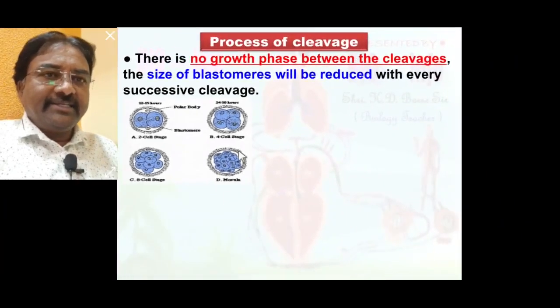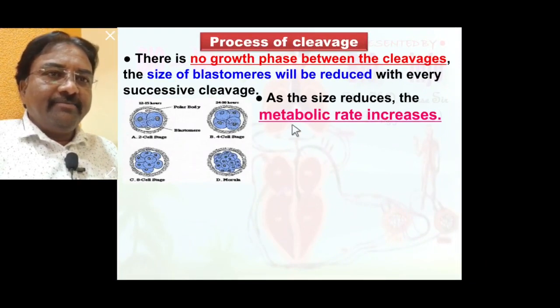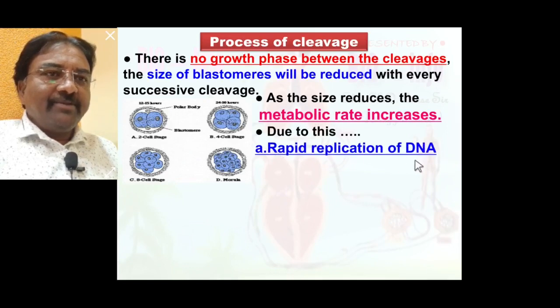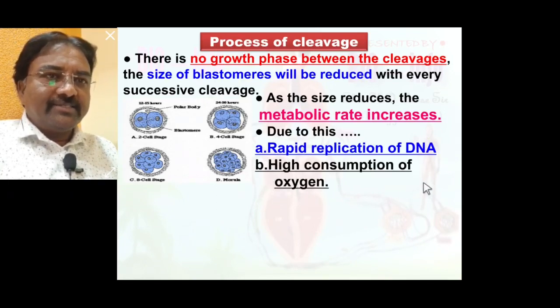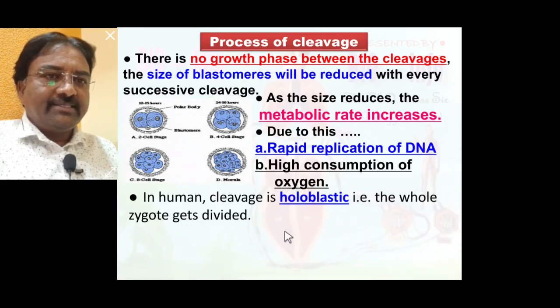As seen in cleavage formation, as size reduces, the metabolic rate increases, and due to the increased metabolic rate, rapid multiplication of DNA takes place. Also, high consumption of oxygen takes place. Now, human cleavage is holoblastic because the whole zygote gets divided to form the cleavages. So human cleavages are called holoblastic cleavages.